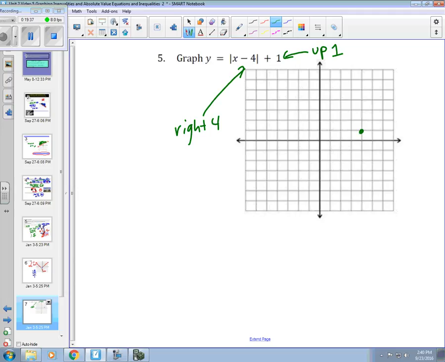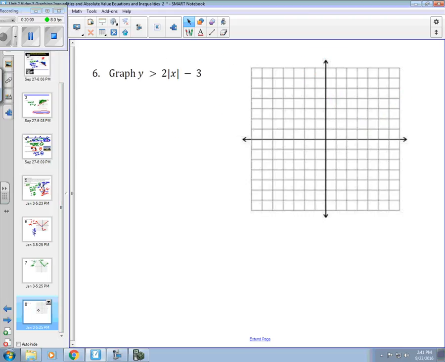There's the new vertex. We don't see anything in front of the x, meaning there's a 1 there. So the slope on the right side is up 1 over 1. Slope on the other side is down 1, right 1. So the graph should look like that. It's that same V shape we've seen.